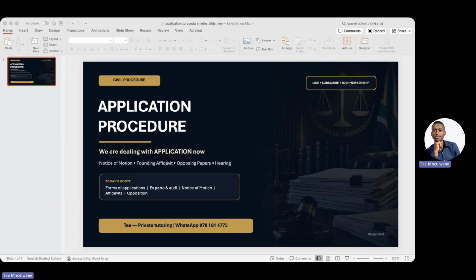So today, guys, we're going to deal with application procedure in a way that makes sense, not as boring rule numbers floating in the air, but as practical courtroom process, right? So by the time that we're done here, I want you to be able to do 6 things. First, you must be able to differentiate between different forms of applications and apply them to a set of facts. Second, you must understand the procedure for hearing an ex parte application, especially with reference to the Audi alteram partem rule, right? Third, you must know the requirements of notice of motion and the correct affidavits used in applications.